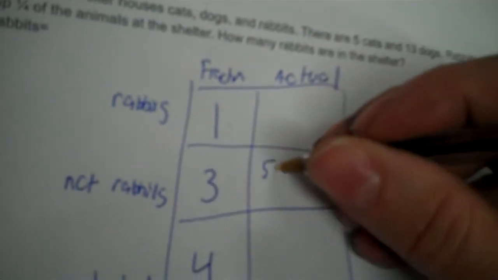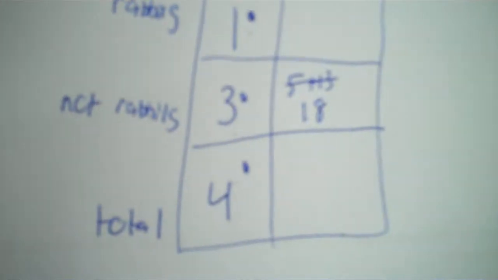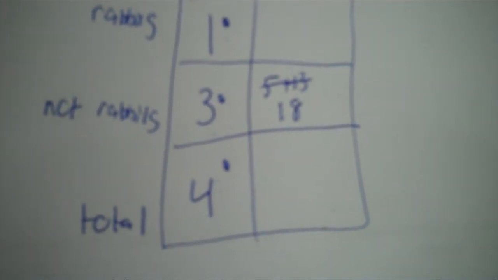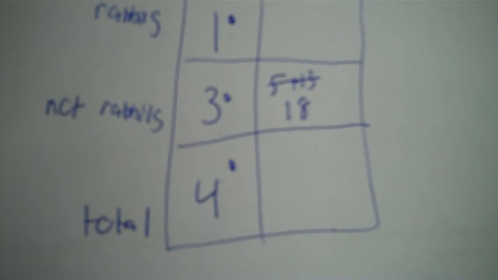Now the actual number, 5 cats, that goes in the not rabbits box. And then 13 dogs is not rabbits either. So plus 13. So I add 5 and 13, and that's 18. So then I need to find my multiplier, because you see the multiplying value takes me from all the fraction amounts to the actual amounts. So 3 times what is 18? Well, you can divide 18 by 3, it's 6.